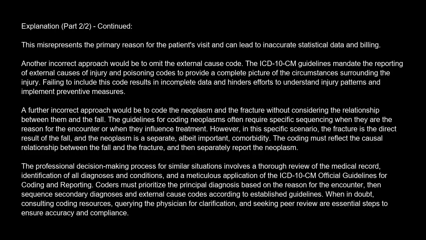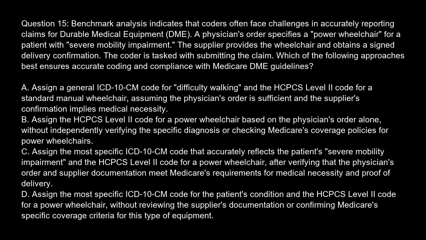The professional decision-making process for similar situations involves a thorough review of the medical record, identification of all diagnoses and conditions, and a meticulous application of the ICD-10-CM official guidelines for coding and reporting. Coders must prioritize the principal diagnosis based on the reason for the encounter, then sequence secondary diagnoses and external cause codes according to established guidelines. When in doubt, consulting coding resources, querying the physician for clarification, and seeking peer review are essential steps to ensure accuracy and compliance.